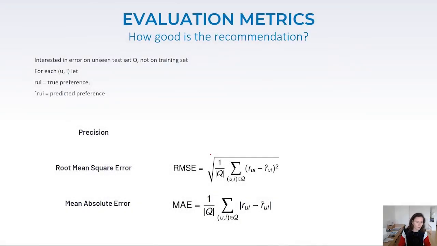There are several evaluation metrics. We won't have time to see all of them here. But the most commonly used are precision, which basically calculates the number of right recommendations over the total number of recommendations, those that are effectively good recommendations. And the root mean square error and the mean absolute error.